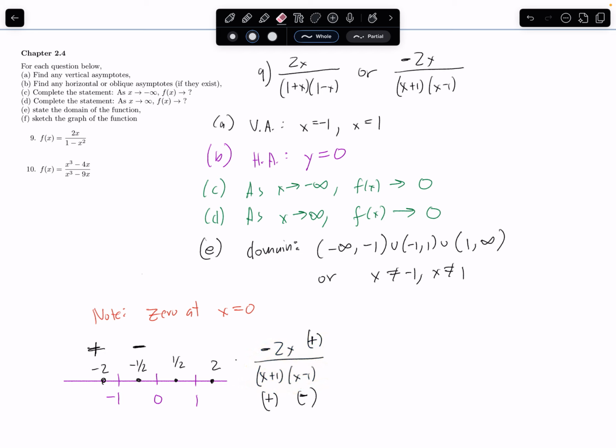Okay, next one. I'm going to go ahead and just leave the highlights off so it's easier for me. Now if I plug in a positive half, that would be negative here. Half plus 1 would be positive there. Half minus 1 would be negative there. So overall, that's negative, negative, positive. That's 2 negatives makes a positive. I shouldn't be using black because it's getting confusing.